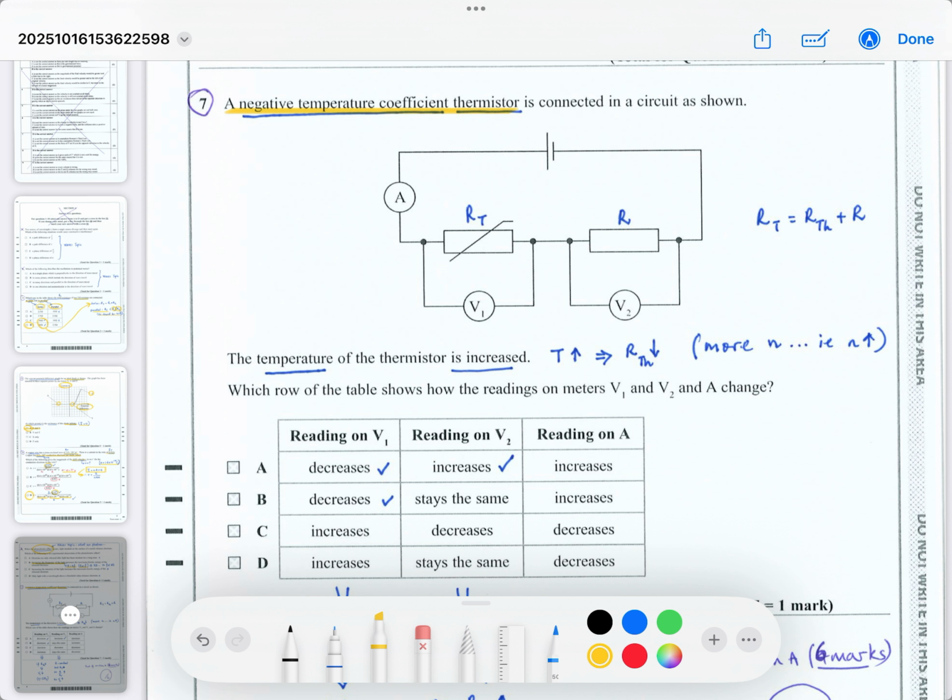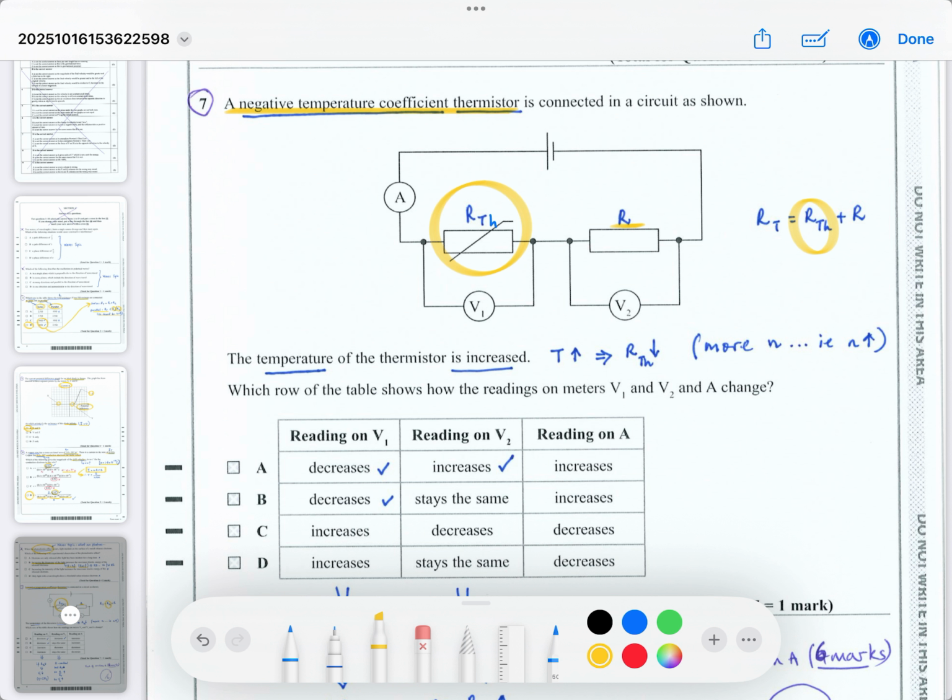At first I've written it as RT, but I then changed it to RTH because RT I want to use as R total. So I'm just going to use the blue pen to try and correct my writing. So there's our thermistor, the first resistor, and then the other resistor is just a fixed resistor, R, next to it. So you've got one R and the R thermistor, the resistance of the thermistor, which will vary depending on the temperature. And then you've got 2 voltmeters and an ammeter in series with a cell.